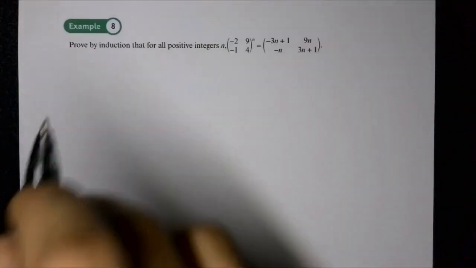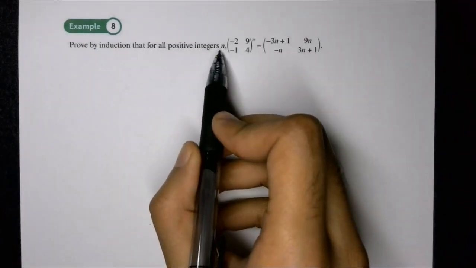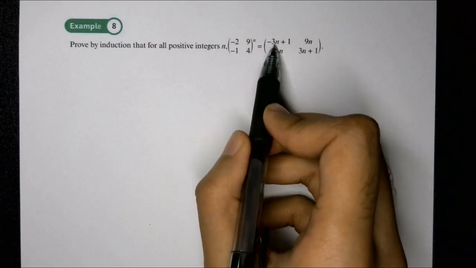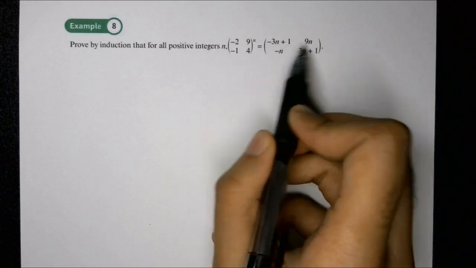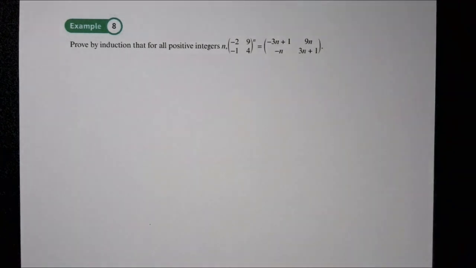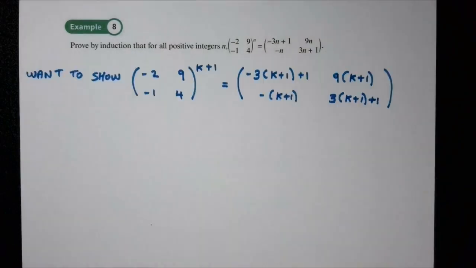Example number 8, we have to prove by induction that for all positive integers n, minus 2, 9, minus 1, 4 to the n equals minus 3n plus 1, minus n, 9n, and 3n plus 1. And I think when we begin any proof by induction question, it will be a good idea to write down the aim, our goal. What do we want to show?